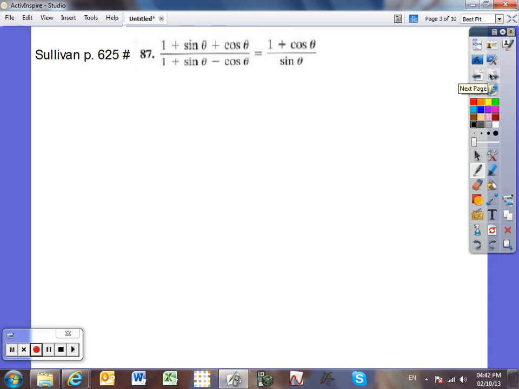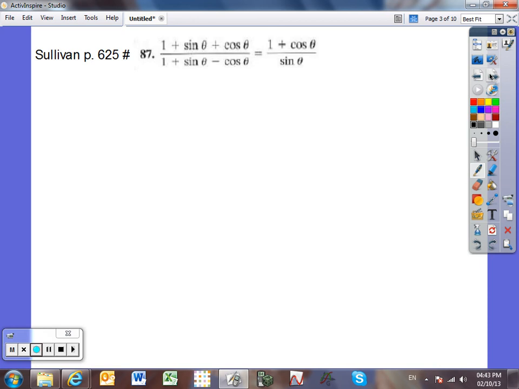Now, let's look through our different strategies. Should we convert everything into cosine and sine? That's already been done for us. Can we see any Pythagorean identities? Nope, because there's no square terms. Can I factor? No. Can I find a common denominator? No. I'm down to my last strategy, which I call sneak a peek.